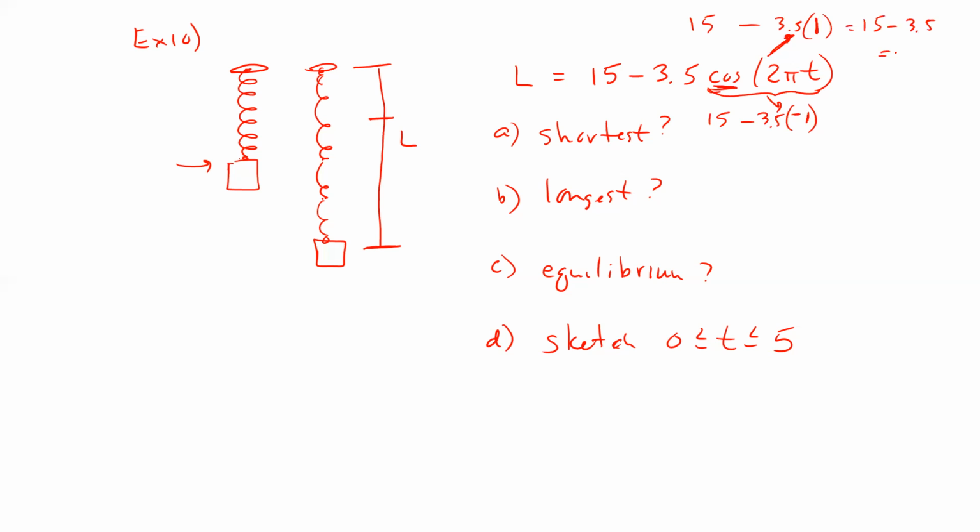3.5 times 1 will be 3.5. Subtract that from 15. I think I heard 11.5. Is that right? Okay. And then this one's going to be 15 plus 3.5. 18.5 is perfect here. So that means the shortest length here would be 11.5.